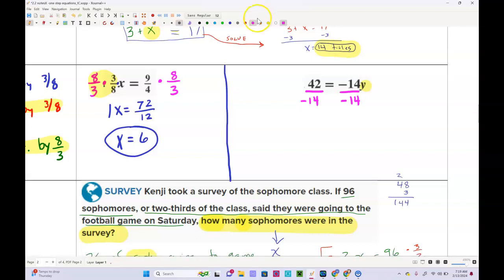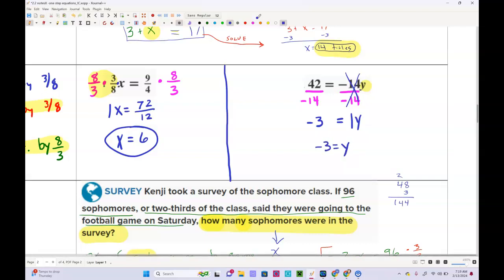So again, it doesn't really matter. This is the one I'll go with because it's just easier to see. But -14 divided by -14, right? That's just 1. That's going to be 1y equals 42 divided by 14. Well, that's 3, -3. And so my final answer here is -3 equals y. Or we can switch that, y equals -3. There's my answer for that one-step equation.